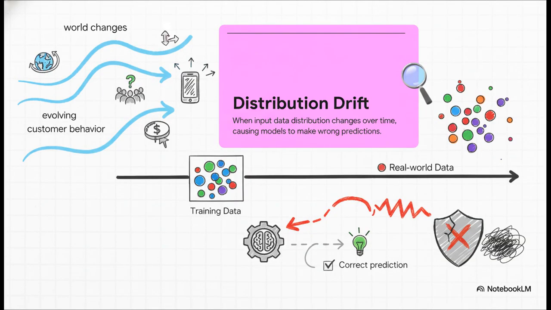And the culprit, the root cause of this problem, has a name: distribution drift. It's really simple when you think about it. The world isn't static, right? Your users change, the market changes, and the data you're feeding your model in production starts to look totally different from that nice, clean data you trained it on. And when that happens, your model is basically flying blind.